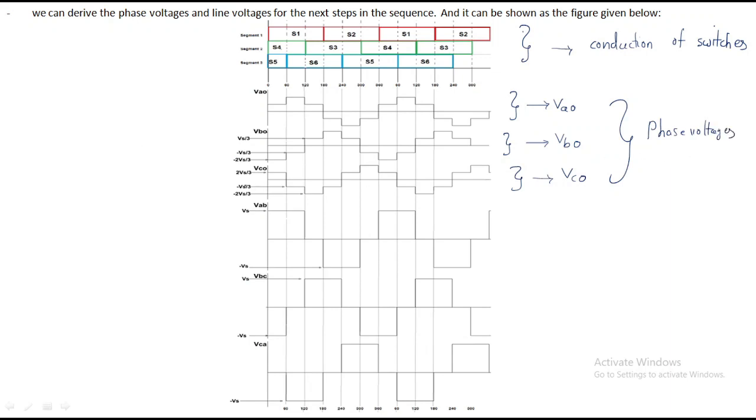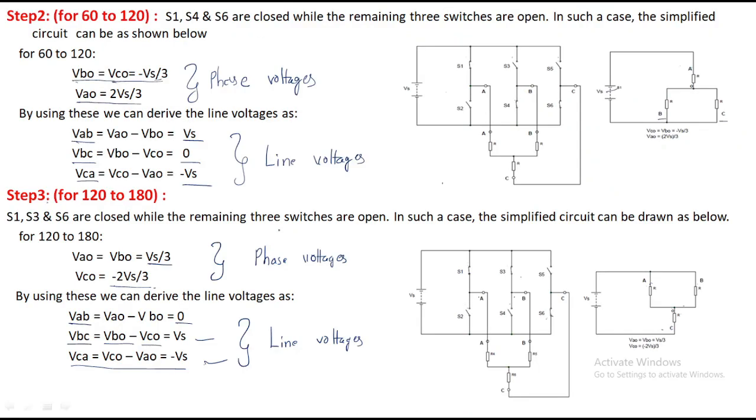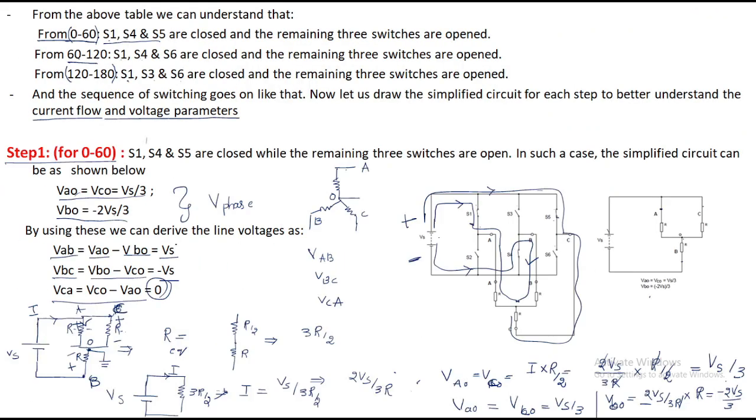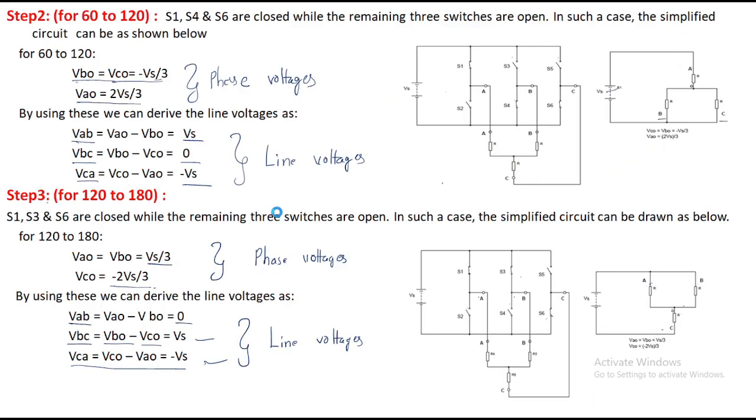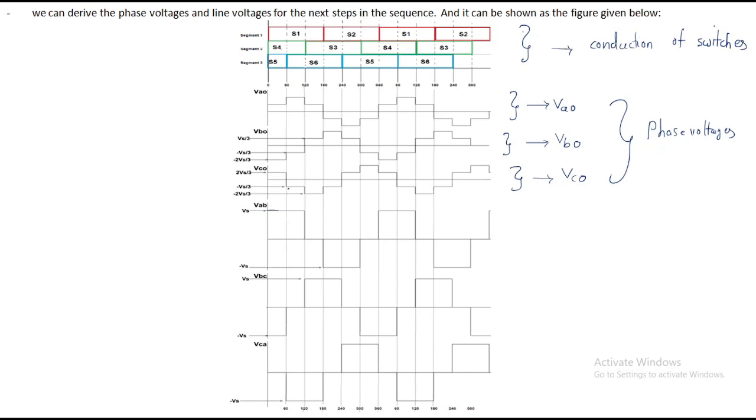Next, we can find out VAB. For 0 to 60 degrees, what is VAB? Plus VS. So you will get plus VS. And for 60 to 120, VAB value is also VS. That's why you will get VS. If you observe the equations, for 120 to 180 the VAB value is 0. And 180 to 240 minus VS, 0, like this.